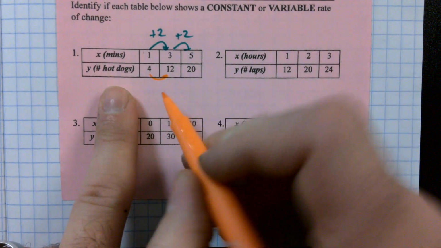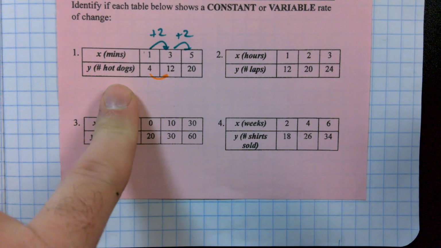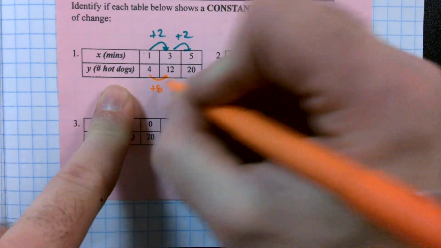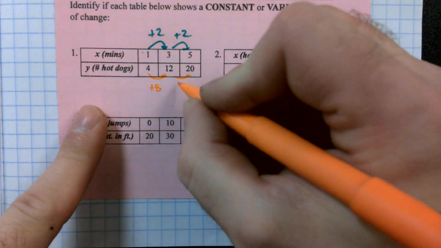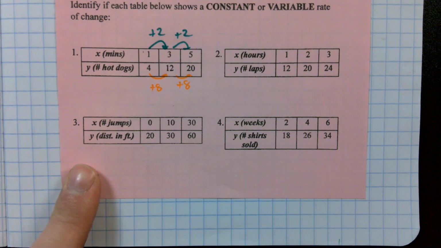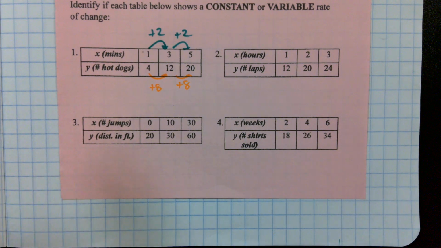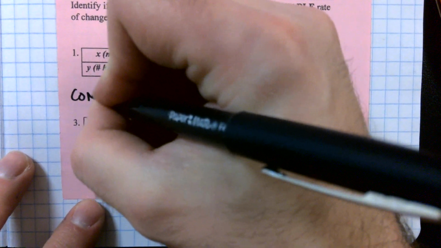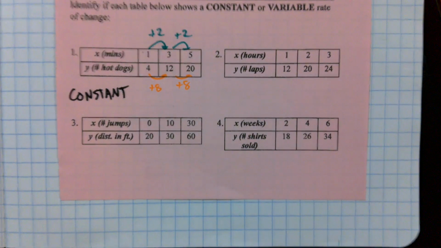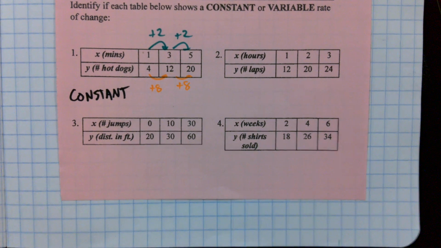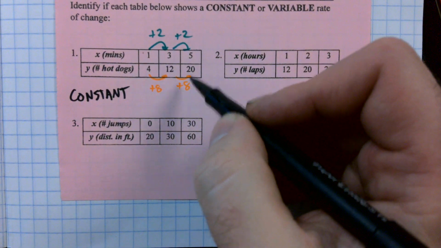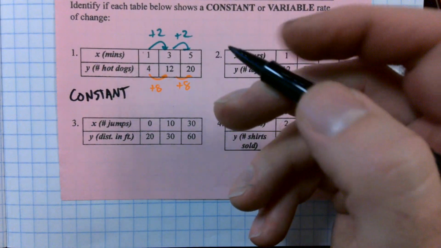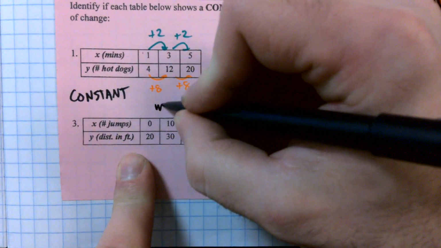Okay, just focus on this. For my hot dogs, how do I get from 4 to 12? +8. How do I get from 12 to 20? +8. Am I constant on the bottom too? Yeah. So is this a constant rate of change or a variable rate of change? Constant. If it's constant, we can find a slope. Good. If we put my y over my x, 8 over 2, what is 8 over 2?